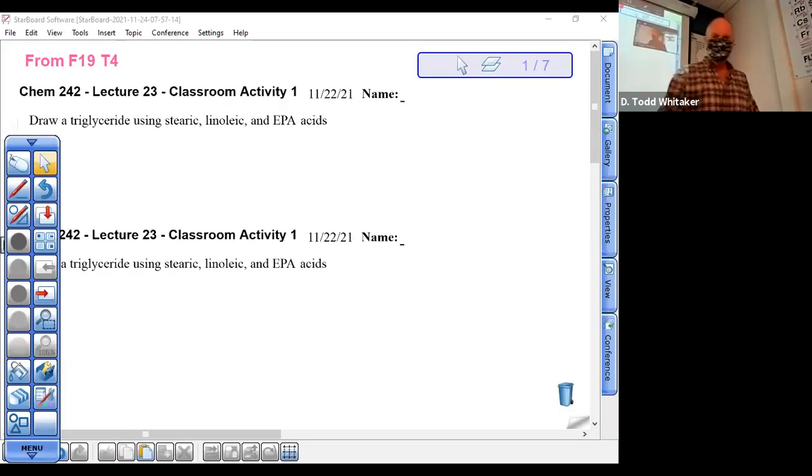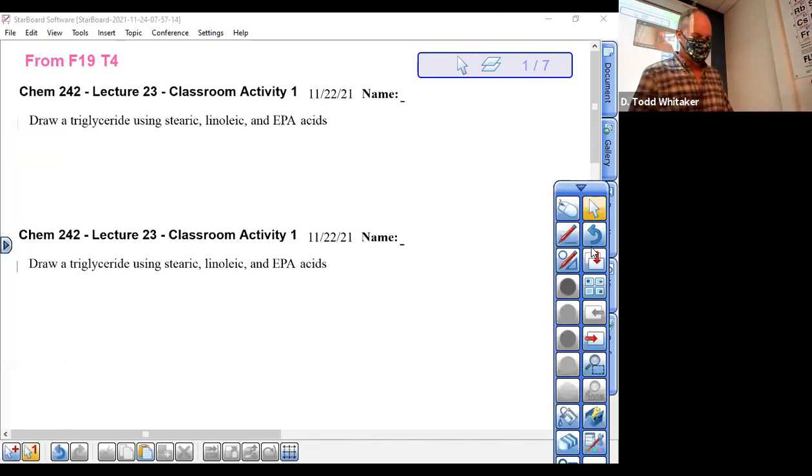All right, everybody, we're going to start with a fall 2019 test 4 problem. In this problem, we're supposed to draw a triglyceride. Triglycerides are very important biochemicals. They do a lot of things. I will leave that up to your biochemistry teacher to teach you the importance of triglycerides. We are focusing on the structure of triglycerides.